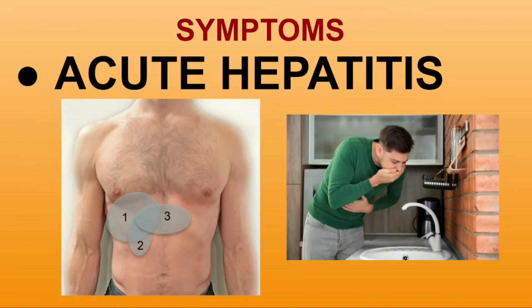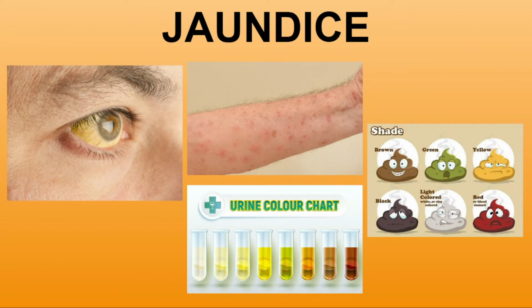Now very important, the symptoms in acute hepatitis. So the very common symptom includes right upper quadrant pain. There will be pain in the right upper quadrant and also nausea and vomiting. Jaundice is the most common complication in acute hepatitis.